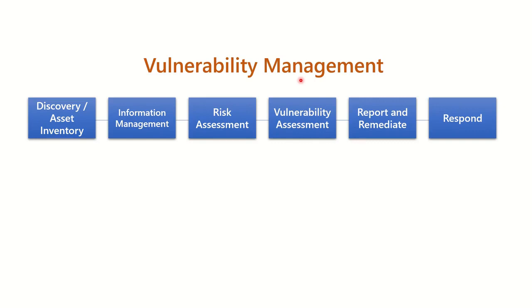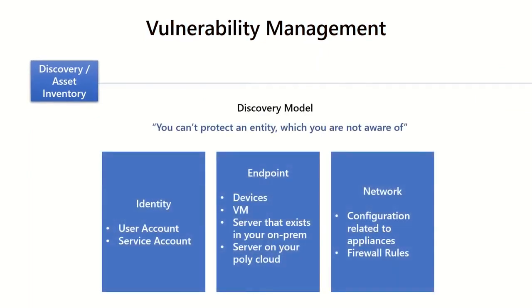Okay, so basically it's a 6 stage process which starts from discovery, asset inventory, then information management, risk assessment, vulnerability assessment, report and remediate, and then respond. So now let's start off by knowing the first stage itself, which is basically discovery or asset inventory. Now, this is a very common statement which you might have already read in some of the security documentation, that you can't protect an entity which you are not aware of.